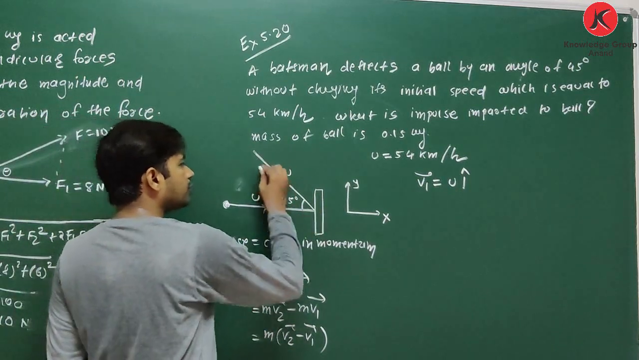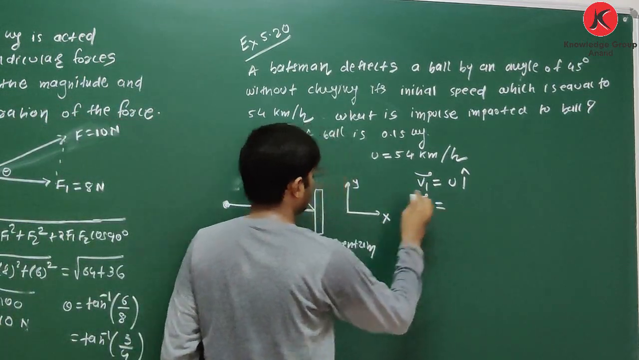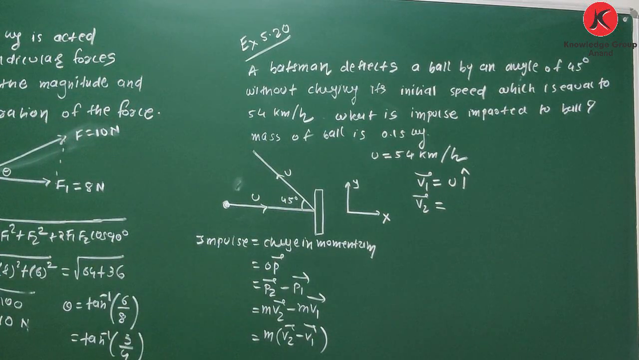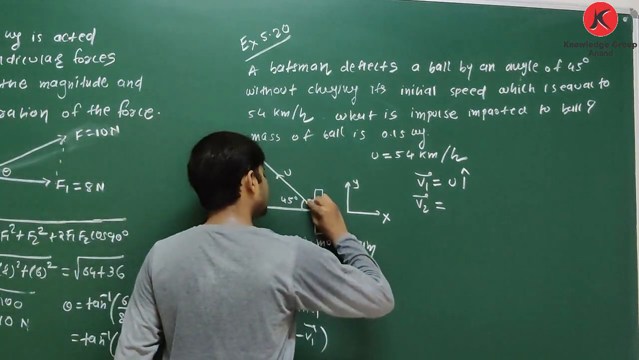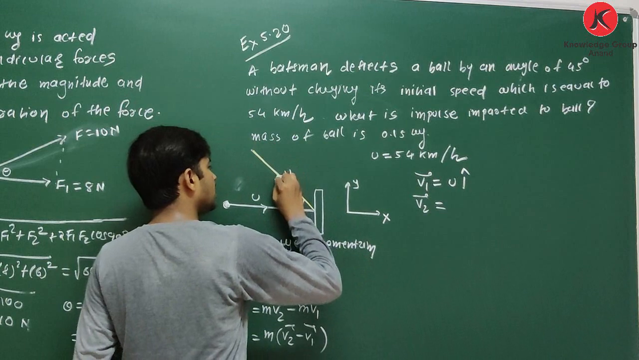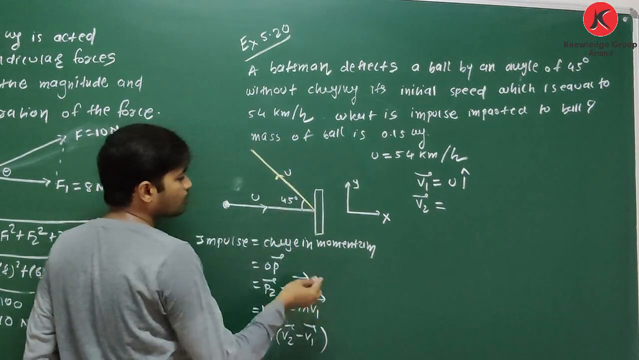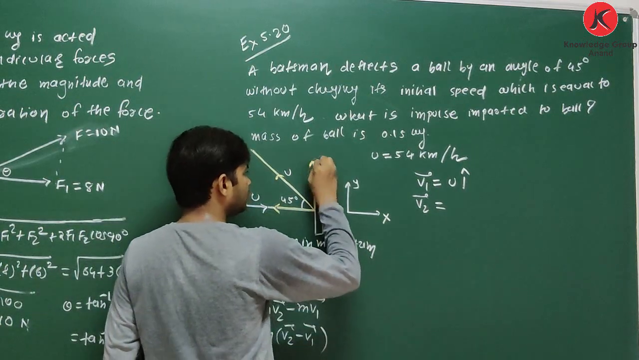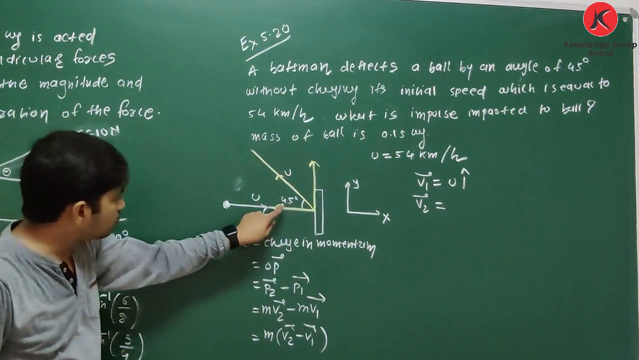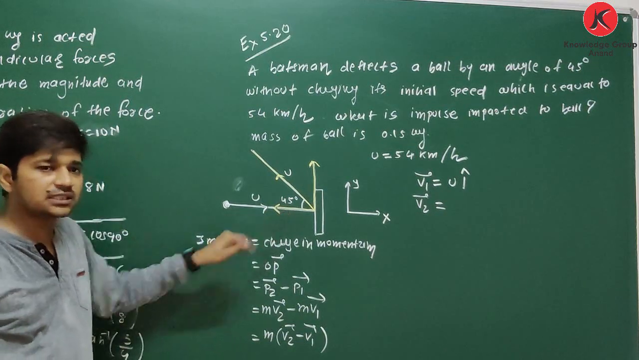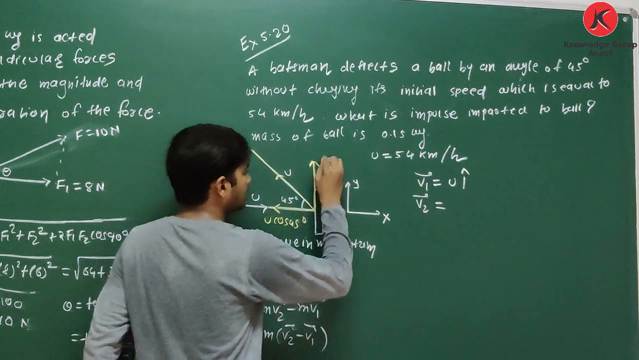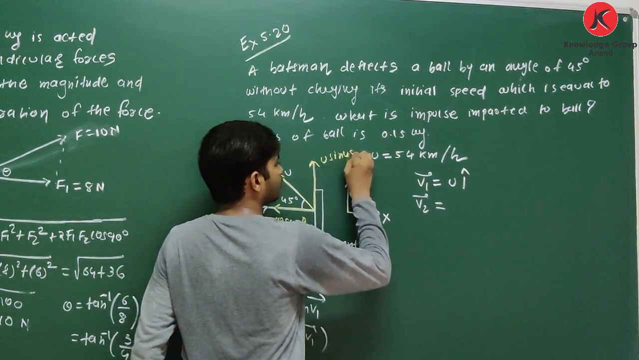Now finally, after the hit, it is moving in this direction, so you have to resolve this into components. As it is moving in this direction, its two components are the first component in this direction and the second component in this direction. Now it is 45 degrees, so with this component it will become cos. So it is u cos 45 and u sin 45.